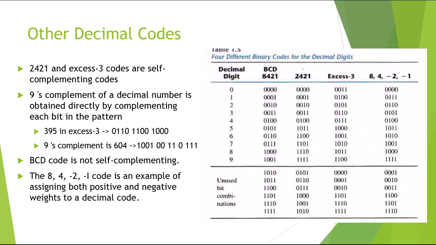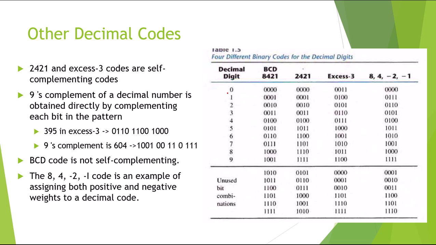Like for BCD, these are the unused, for example 1010 and on. In 2421 there are some other 6 combinations that are unused. Again XS3 has some other, and 8 4 minus 2 minus 1. So if we talk about each and every code, BCD we already saw is very simple: we take the binary of every decimal digit. 2421 is, as I said before, that these are the weightages.